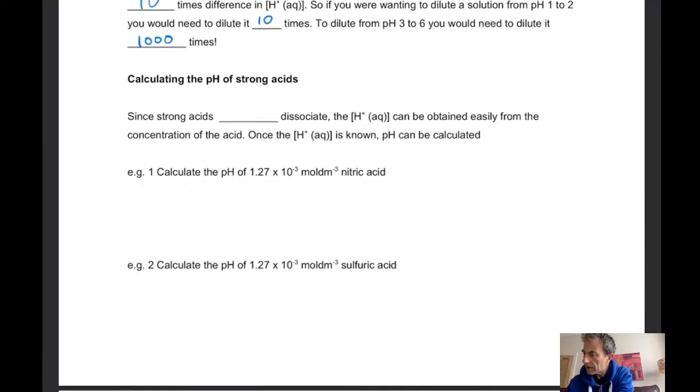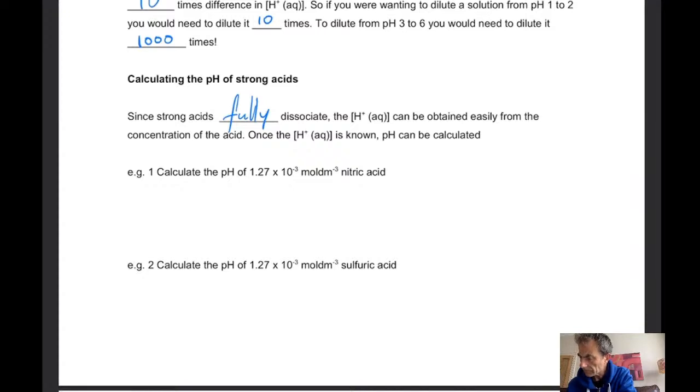Okay, since strong acids fully dissociate, so we're going back to the very beginning of the lesson, the H+ concentration, which is what we need to calculate a pH, we need to know the H+ concentration so we can minus log. We can easily obtain the H+ concentration from the concentration of the acid, because it's fully dissociated. Once the H+ aqueous is known, pH can be calculated. Right, so let's just explain all of that.